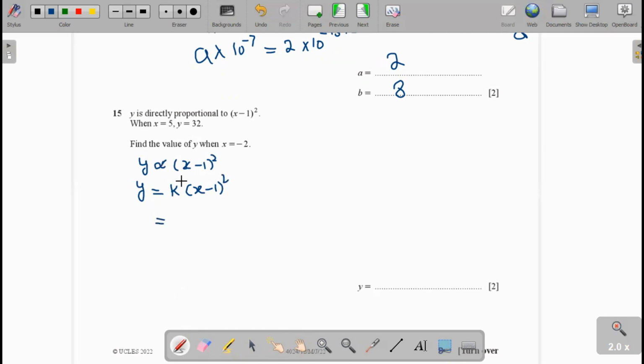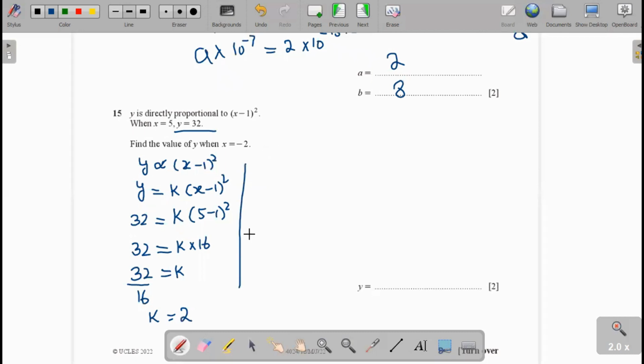Now here the value of x is 5. Now we put x is 5 minus 1 whole square and y is equal to 32. We get k into 4 square is 16, 32. Now k value will be 32 over 16 and it would become 2. Now the formula of this proportionality becomes y equal to 2 into x minus 1 whole square.